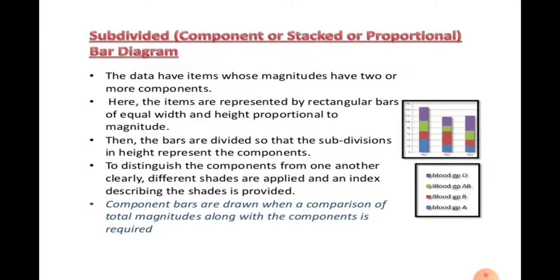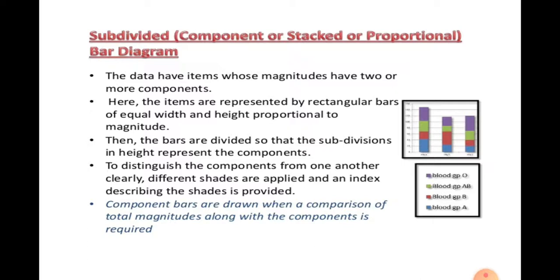Next, the subdivided or component or stacked or proportional bar diagram. The data have items whose magnitude have two or more components. Here the items are represented by rectangular bars of equal width and height proportional to magnitude. Then the bars are divided so that the subdivisions in height represent the components. To distinguish the components from one another clearly, different shades are applied and an index describing the shades is provided.